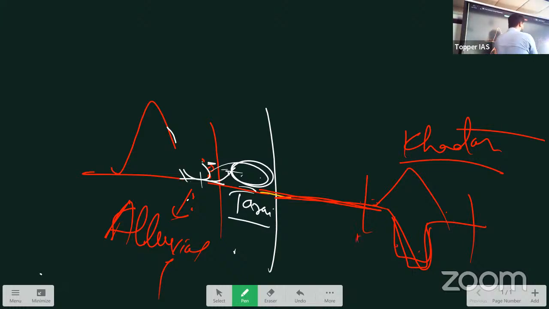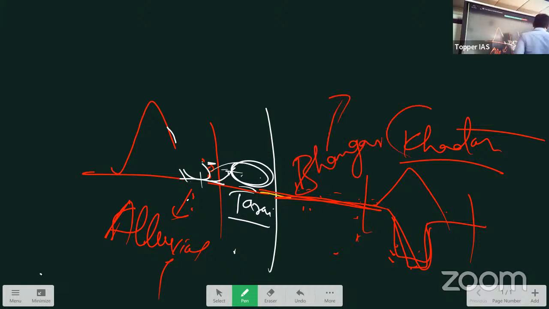As you go farther from the river, you will get old alluvial soil. Earlier the river used to flow here, then it was new, but right now the river has shifted here. So the soil here is old soil. Wherever in the northern plain old soil is there, that is Bangar. So Bangar is the old alluvial soil region, Khadar is the new alluvial soil region. And they are called by different names in different regions, so you can go and check.